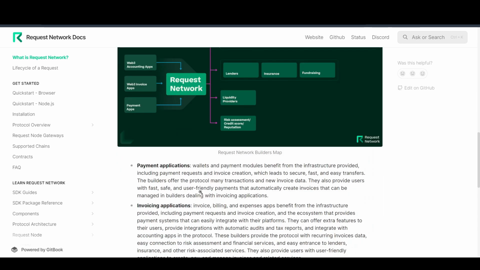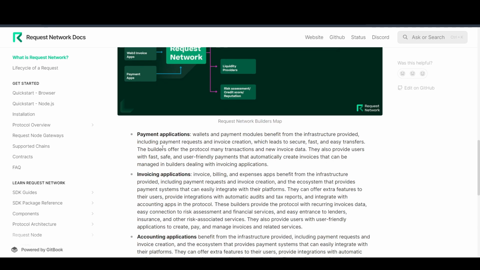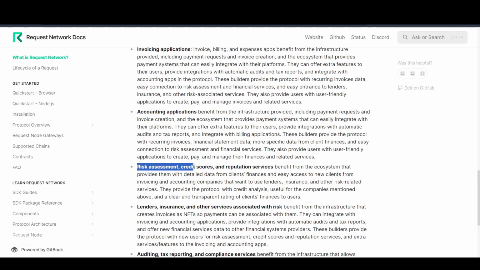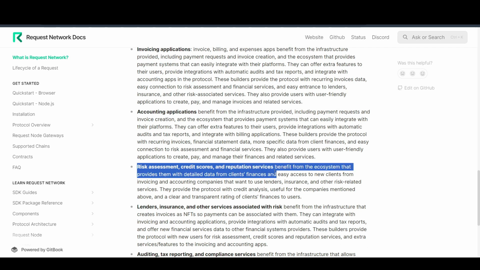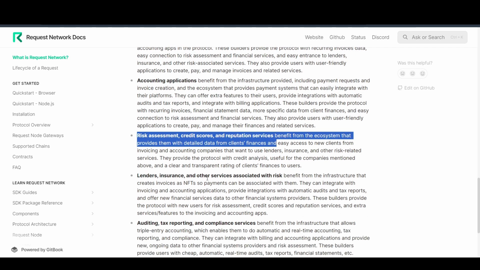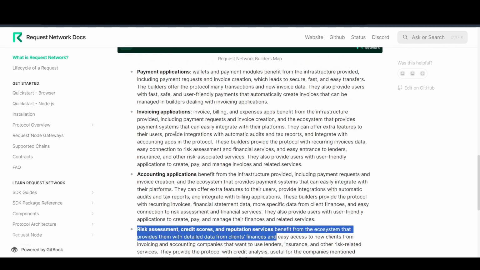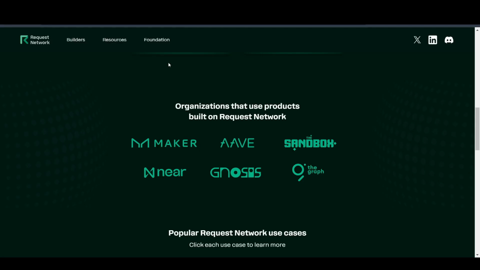After that, the ecosystem includes payment applications, invoicing applications, and accounting applications. We have risk assessment, credit scores, and reputation services. We also have lenders, issuers, and other services associated with risk. We also have auditing, tax reporting, and compliance services. So they do have pretty good usage, but most of it is for payments recording.